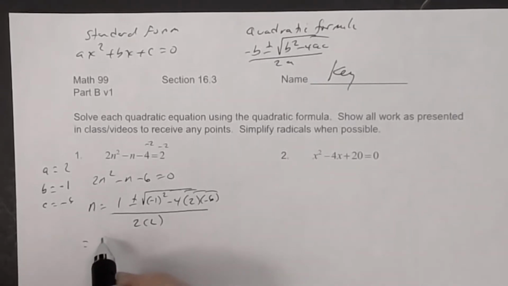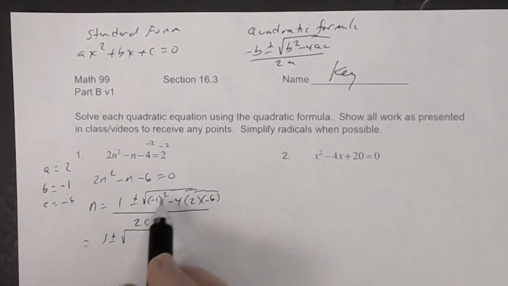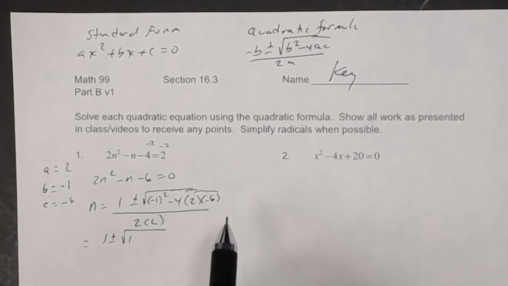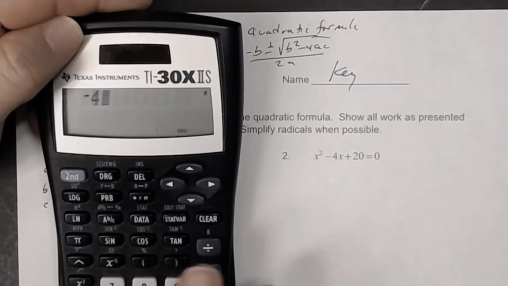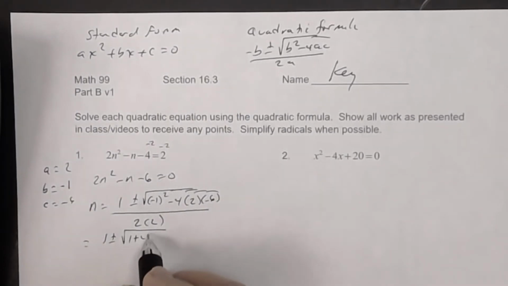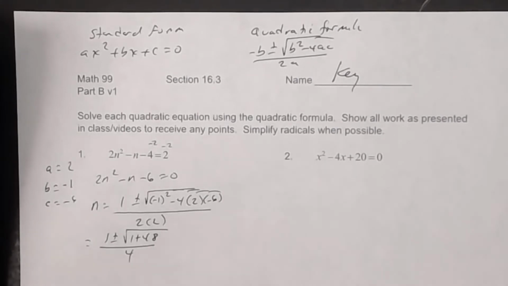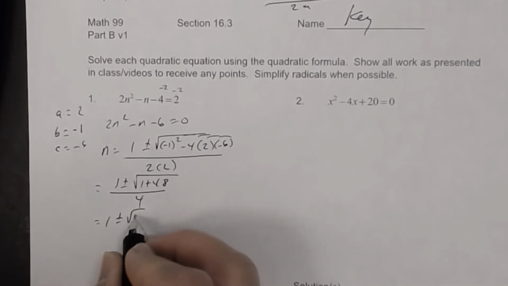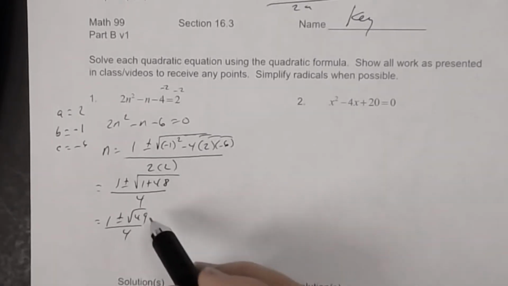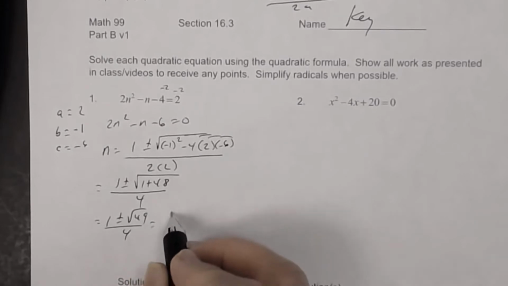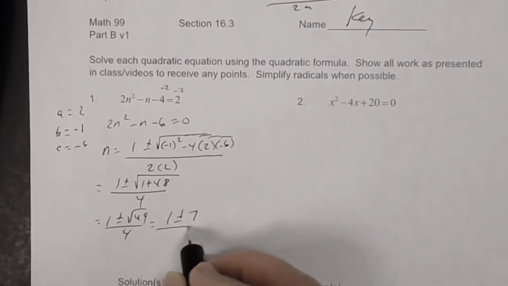Okay, so I have 1 plus or minus the square root of negative 1 times itself, which is 1. And then a negative 4 times 2 times a negative 6. So negative 4 times 2 times negative 6 is a positive 48, right? So that's 1 plus 48, all divided by 4. So 1 plus 48 is 49, so I get 1 plus or minus the square root of 49, all divided by 4. Now remember, you want to simplify the radical whenever possible. 49 is a perfect square. So what's the square root of 49? 7. So I get 1 plus or minus 7 divided by 4.